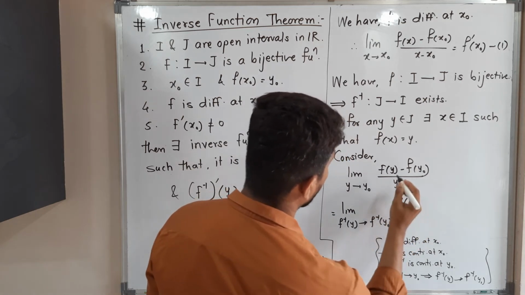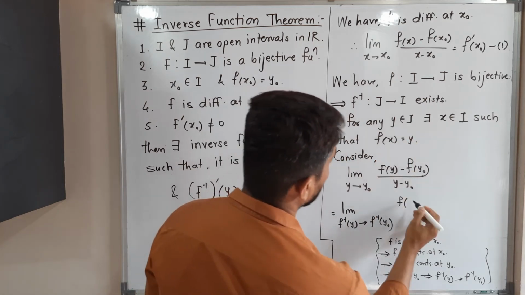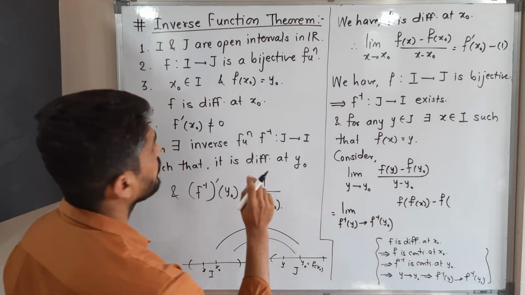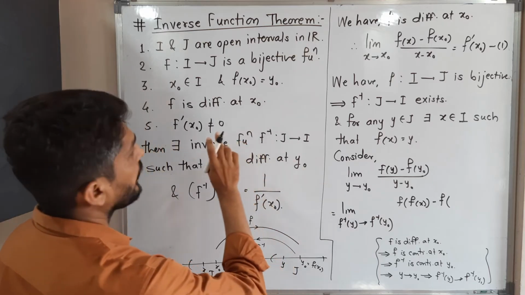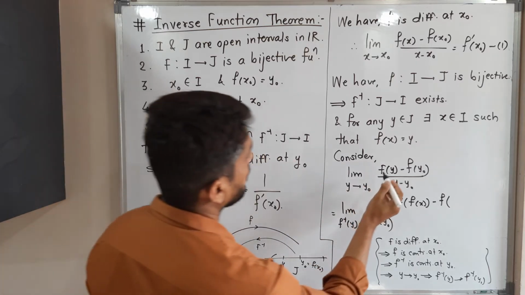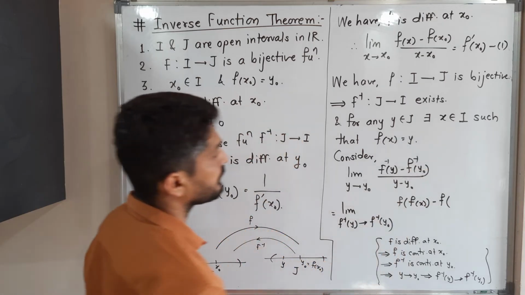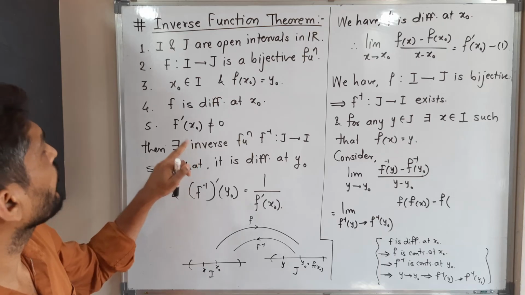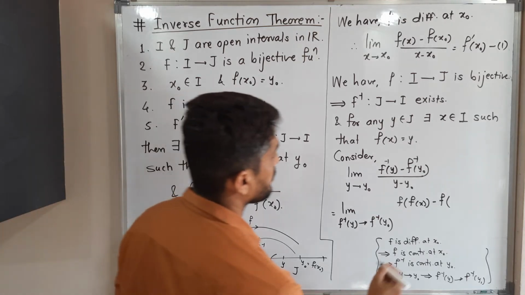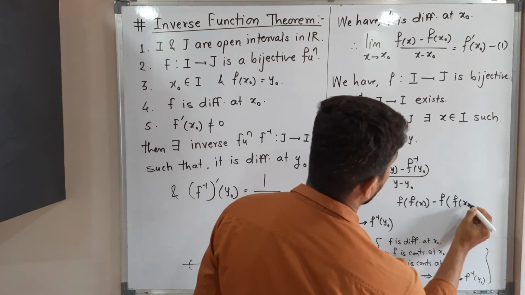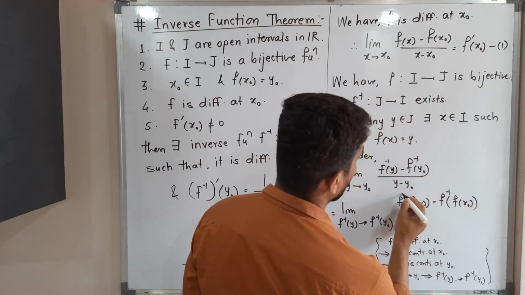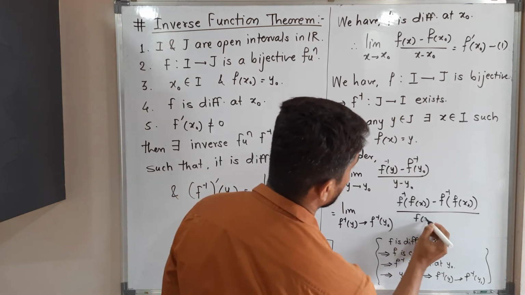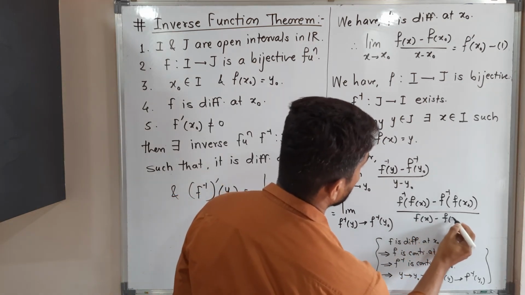So f of, what is our y? Our y is f of x, right? Minus f of y naught. But see our y naught, I should write here f inverse, since we have to prove the function f inverse is differentiable, right? So y naught is nothing but f of x naught, so I should write here f of x naught. There is f inverse, so I should write f inverse here, divided by y means f of x and y naught means f of x naught.